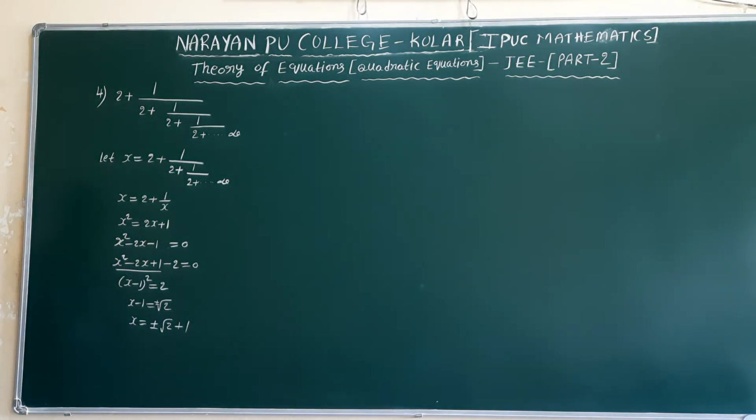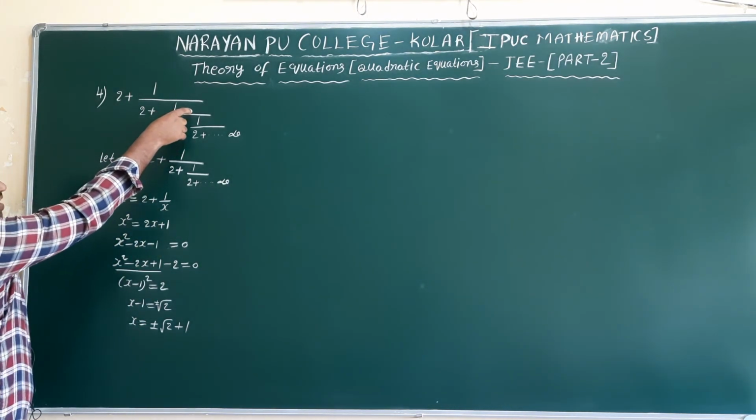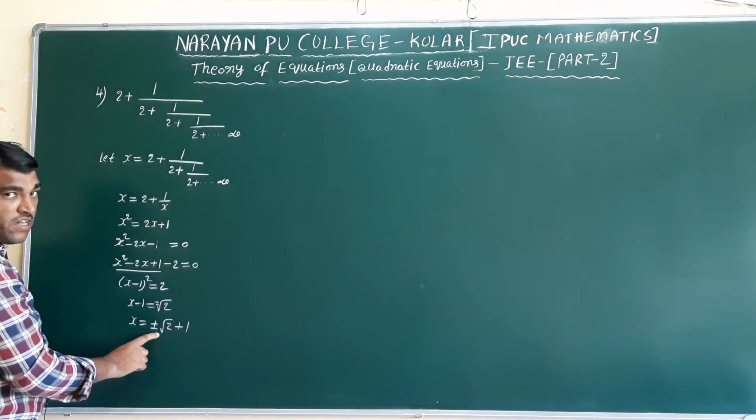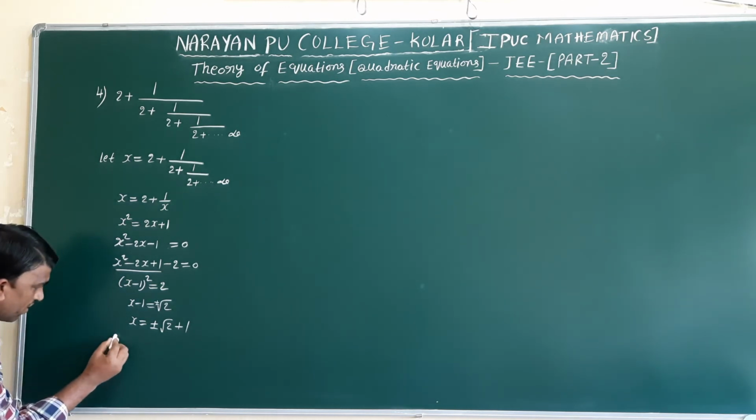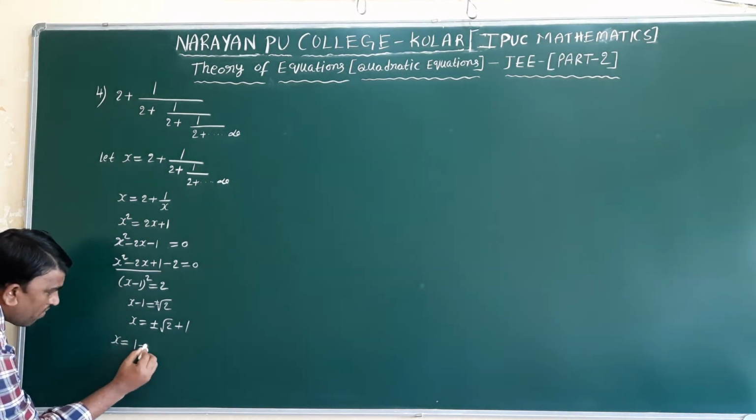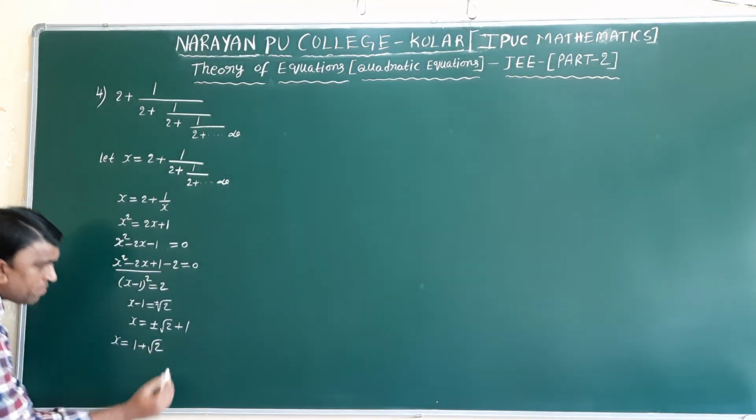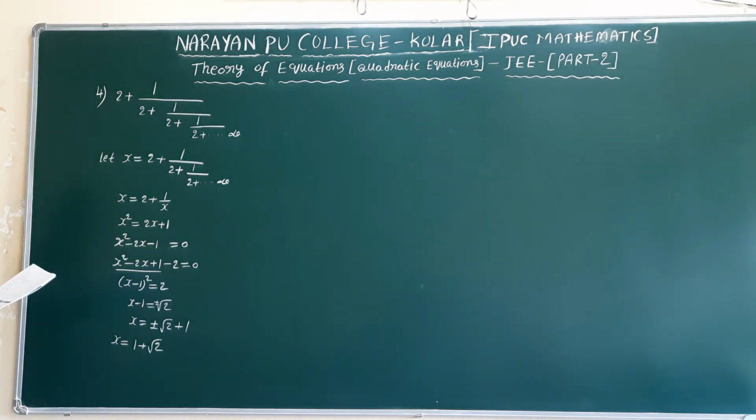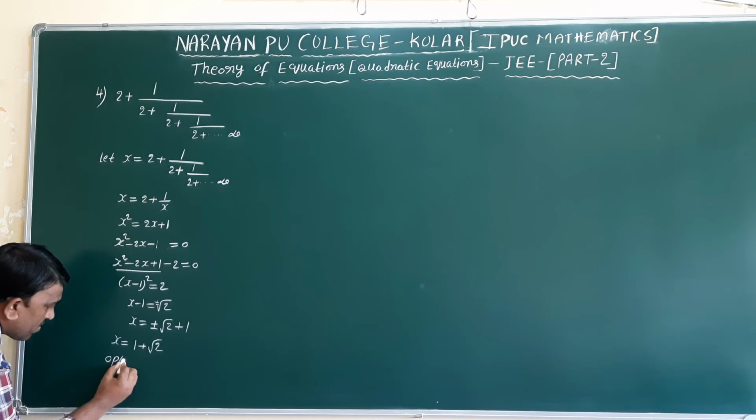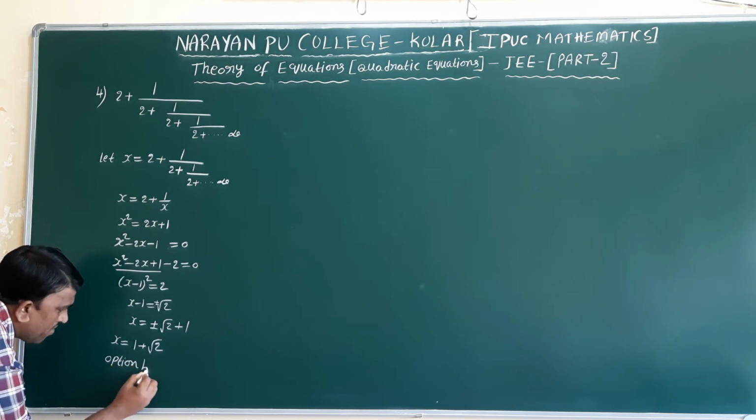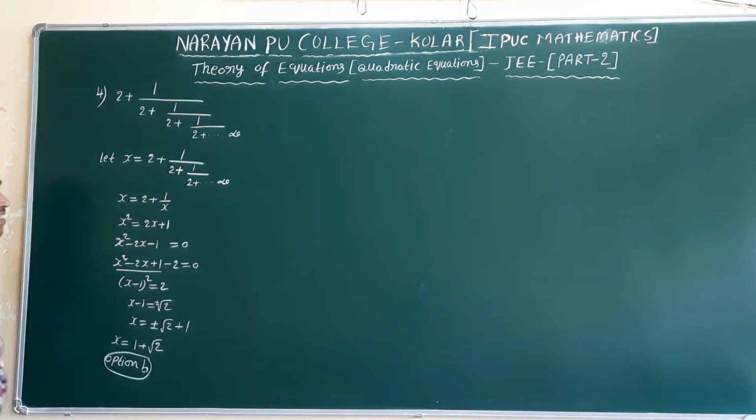Which value do we need to take? Everything here is a positive value, so we only need to consider the positive value. Therefore, x equals 1 plus root 2, or otherwise root 2 plus 1, is the value. So option B is the correct one.